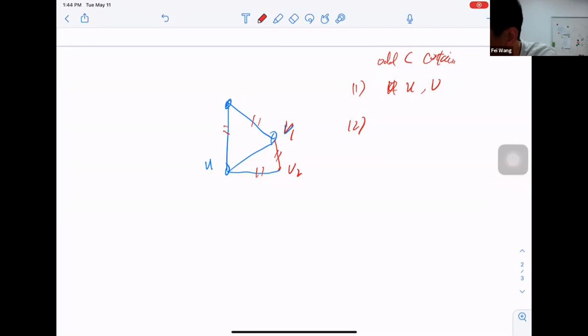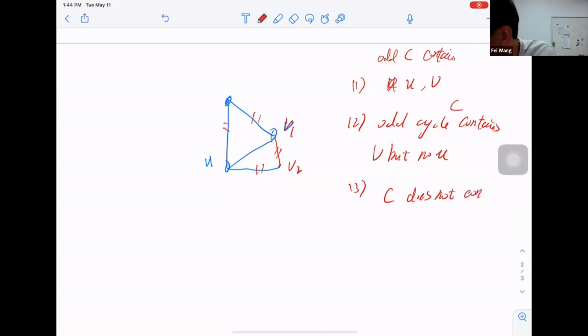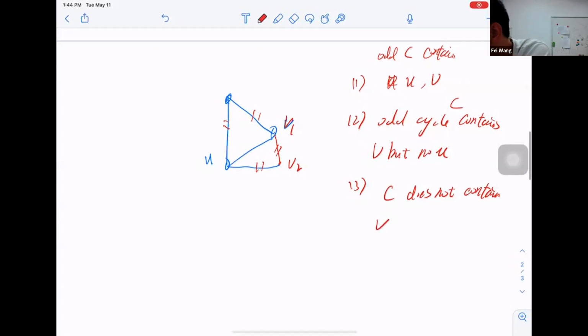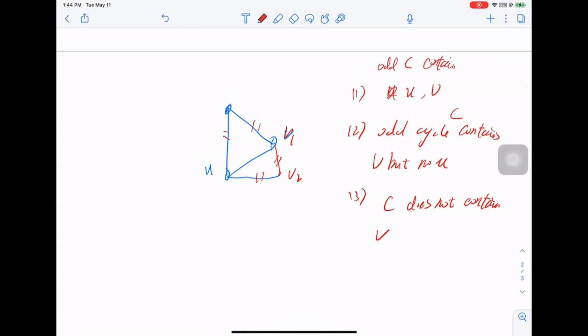2, if the odd cycle contains V but not U, and 3, if this odd cycle C does not contain V. So contains UV, contains V but not U, or doesn't contain V.